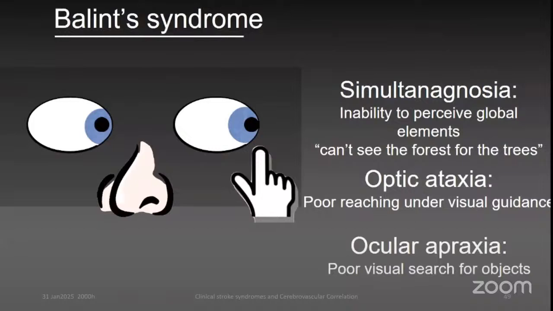Simultanagnosia, inability to perceive global elements. They can't see the forest for the trees. And optic ataxia, poor reaching under visual guidance. You ask him to look at a thumb which you are moving, and he'll not be able to reach a target. You ask him to touch your finger with his finger, he'll not be able to reach that. And you ask him to look at your thumb which you are rotating in front of him, he will not be able to search for the thumb. So this is called optic ocular apraxia, optic ataxia, simultanagnosia. I will describe what is simultanagnosia, and you can see it's a very interesting phenomenon.